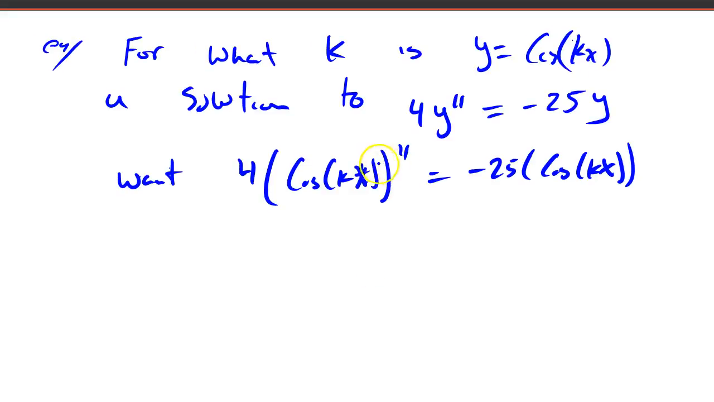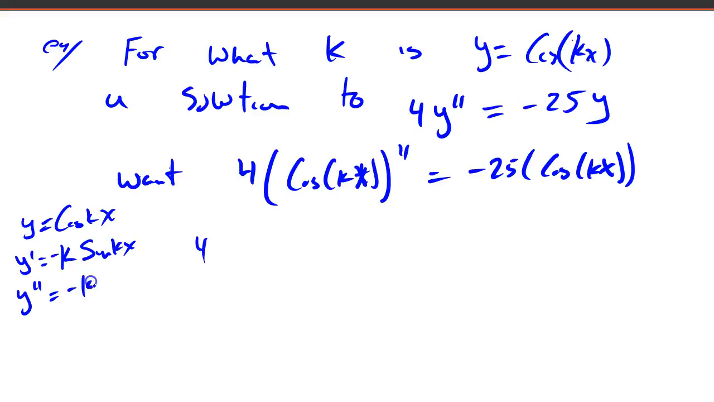So take a look. What values of k can actually make this work? So the second derivative, I've got to do a little bit of work over here. If I've got y equals cosine kx, the derivative is going to be, well, there's a chain rule involved here. So k pops out. So negative k sine kx. Do the second derivative. Another k pops out, so I've got negative k squared cosine kx.